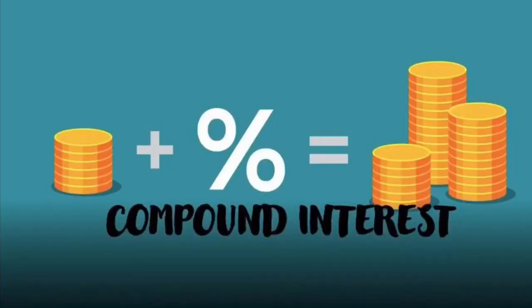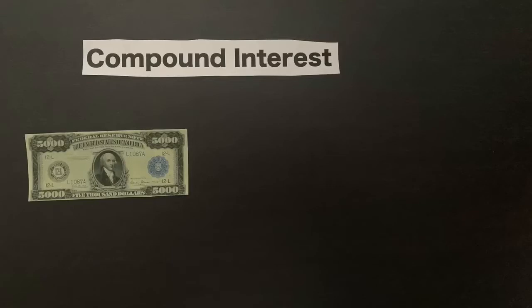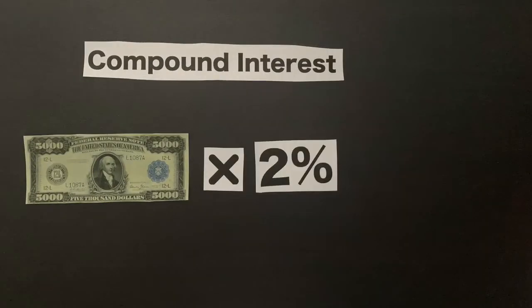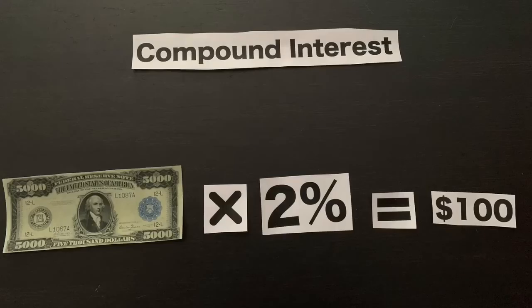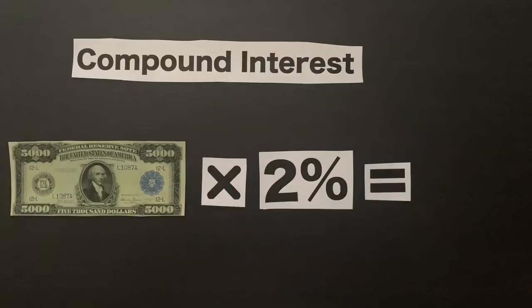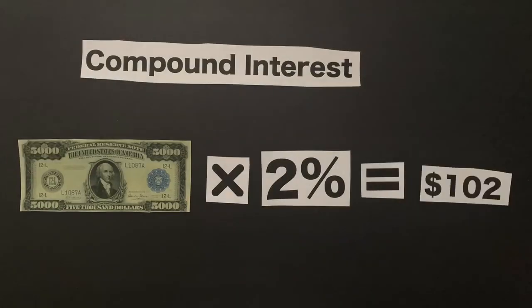Now let's take a look at compound interest. Once again, I deposit $5,000 into an account. This time, however, the account has an interest rate of 2% compounded annually. After 1 year, I once again receive $100 in interest, bringing my balance to $5,100. However, after the second year, I receive a payment of $102.